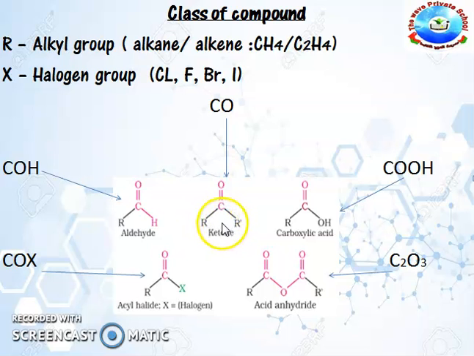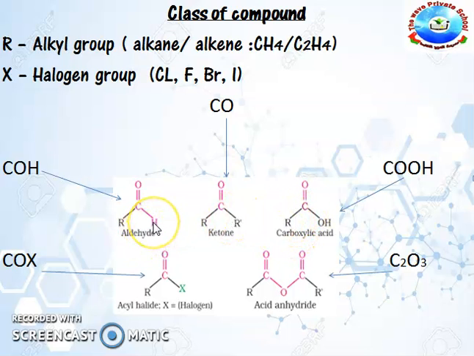Now what about ketone? Ketone has only CO. Now see the difference between them. There is no H, but on both sides there is R, meaning alkyl groups are present. Got it? Now let's see carboxylic acid. See the formula, it is COOH. It means C is double bonded with O, and here a single bond with OH. Now you can see the last bond is with an alkyl group.